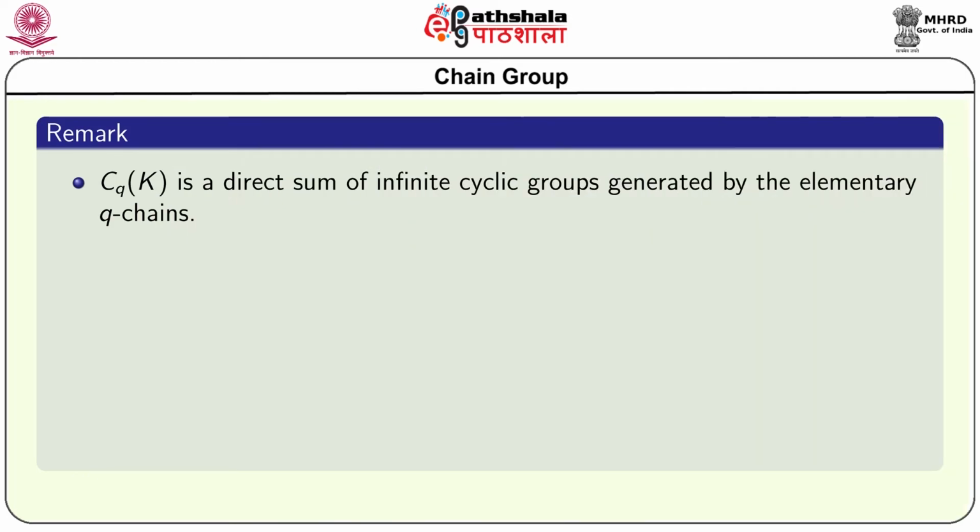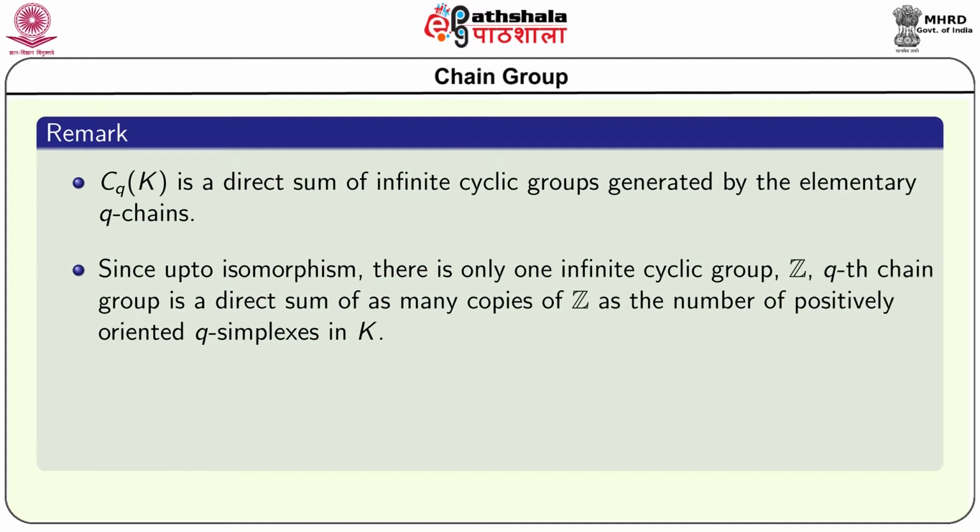Now, we state a few things as a remark, that CQK is a direct sum of infinite cyclic groups generated by the elementary Q chains. Since up to isomorphism, there is only one infinite cyclic group Z, the Qth chain group is a direct sum of as many copies of Z as the number of positively oriented Q simplexes in K.